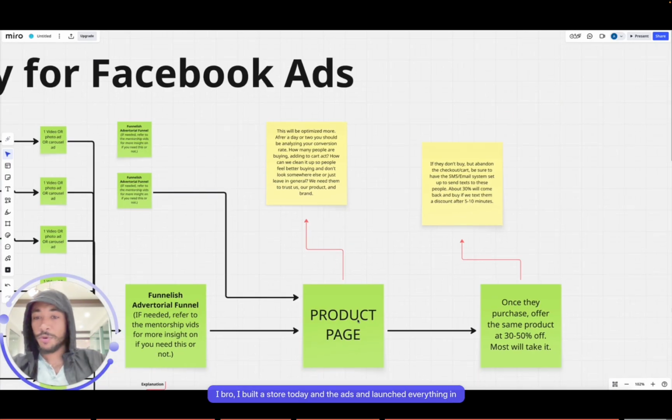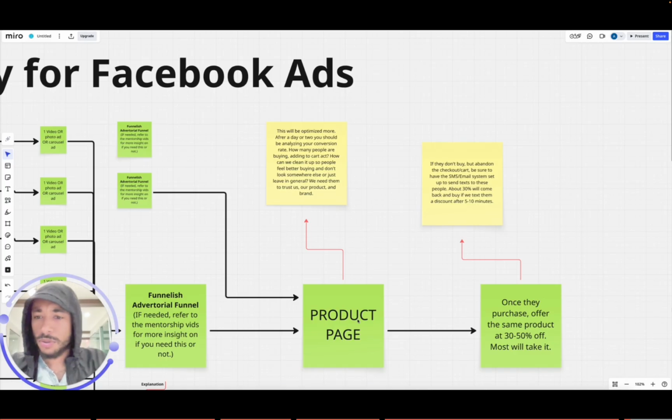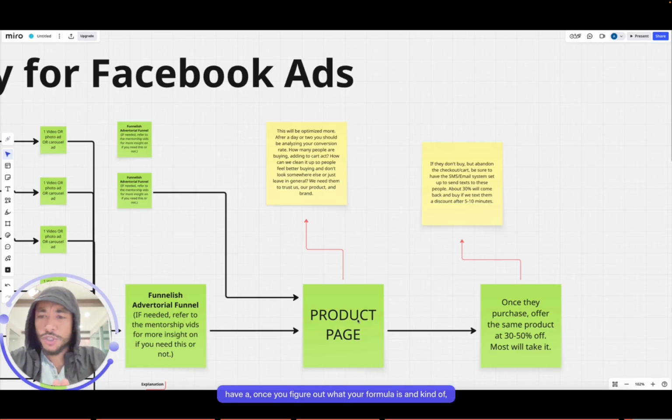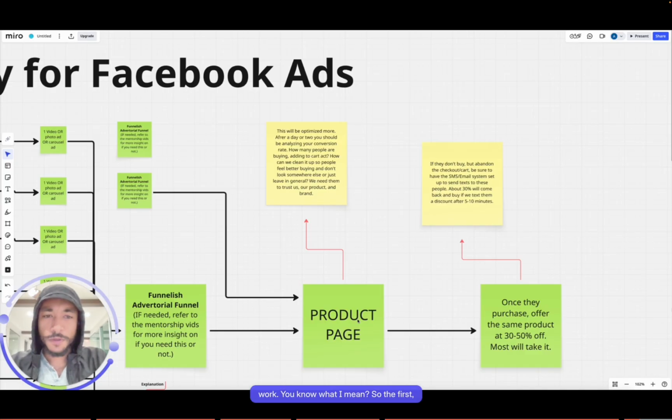For me today, I built a store and the ads and launched everything in 6 hours, which is still kind of long, but I took my time. You know what I mean? I recorded the whole thing. But bro, once you figure out what your formula is, and once you get a store that's making sales, just keep rebuilding that same store with different products. So you don't have to keep thinking about what's going to work. You know what I mean? So the first stores that you build should take the longest. After that, don't spend too much time thinking about it.